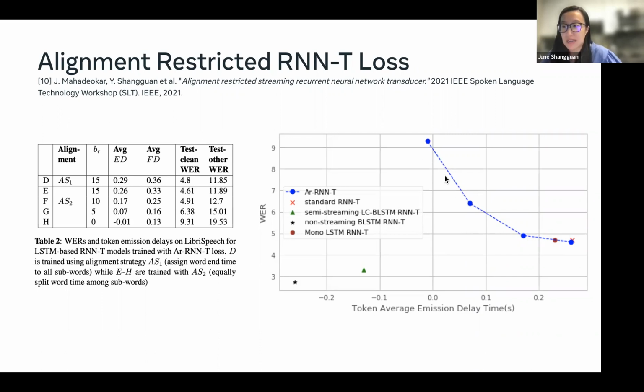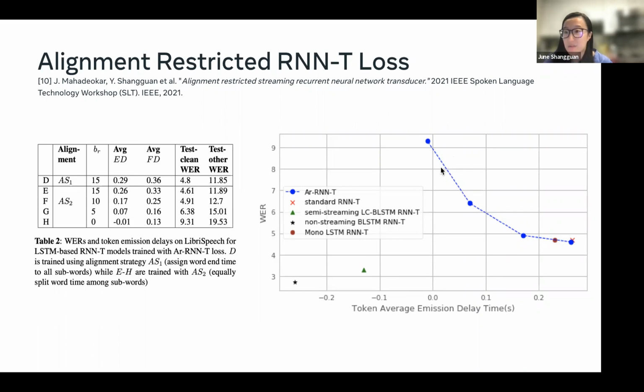And we noticed that AR RNNT allows you to have fine-grained control of the Pareto between word error rate and token emission delay. This is not doable with any other technique, such as mono LSTM. We also compare this to a non-streaming LSTM, in which you can see that a non-streaming model actually emits the token a little earlier, but that's not doable because we need a streaming model.